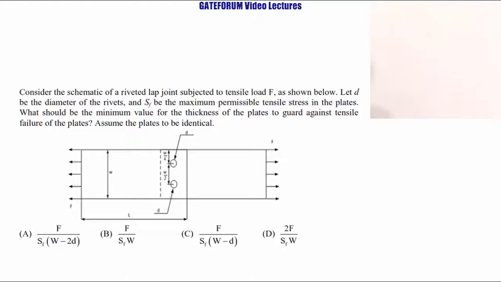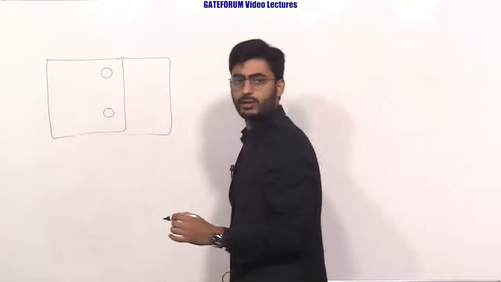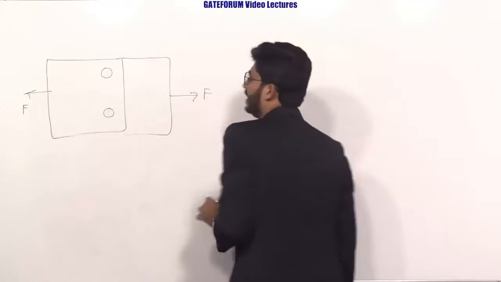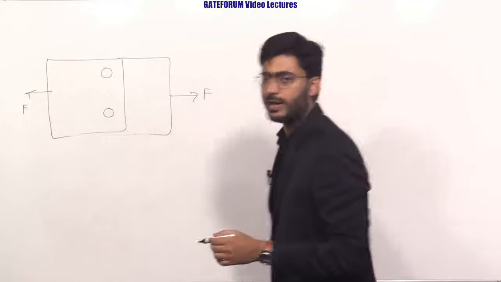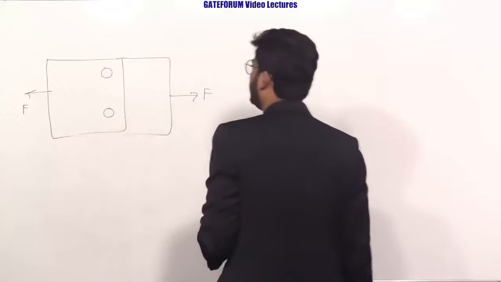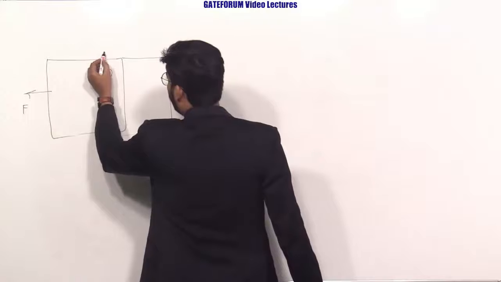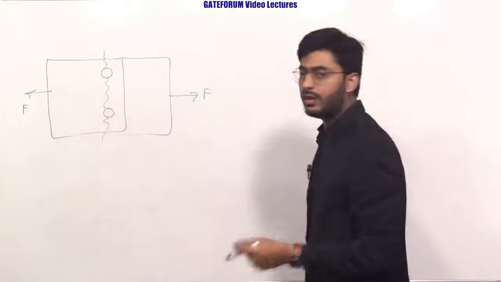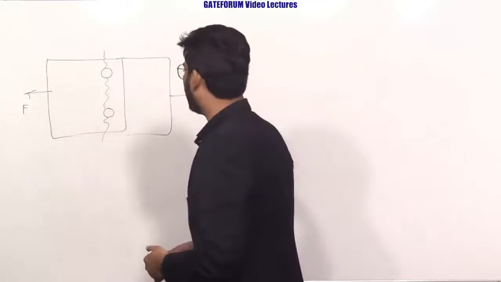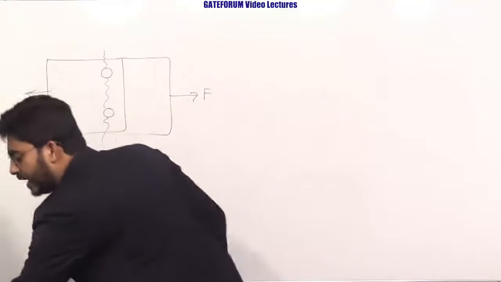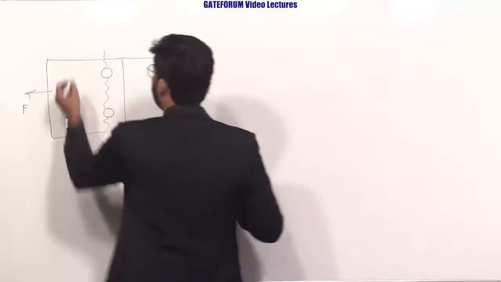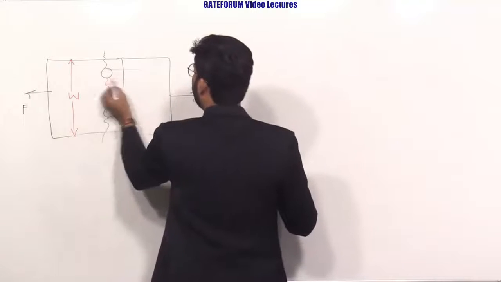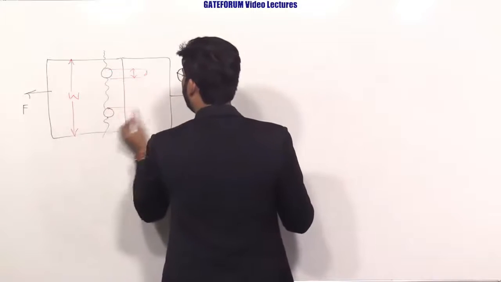Okay, so here are the two plates riveted together and subjected to tensile force F. It is asking you to compute the minimum thickness of the plate. So now the critical section of the plate will be this one. From here the failure has to commence. The entire width of the plate is given as W. This will be W, and this will be D, and this will be D.